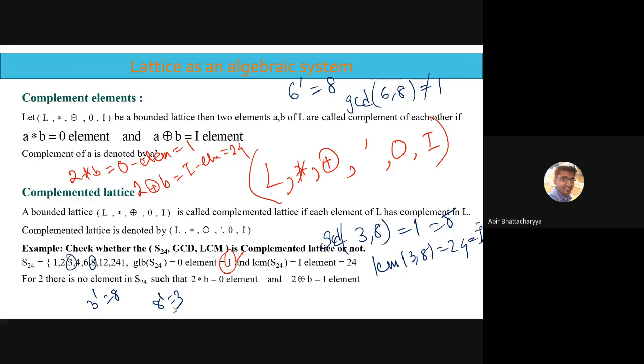Another complement figure exists inside S24. Matthews, all of you try to figure out another complement figure. Our complement pair is exist. figured out?